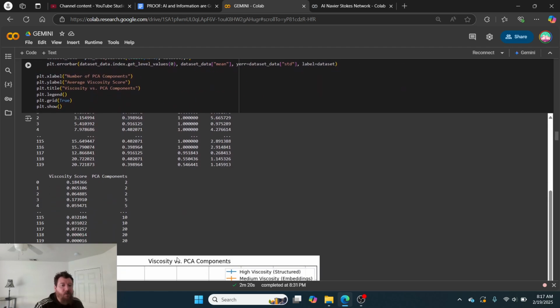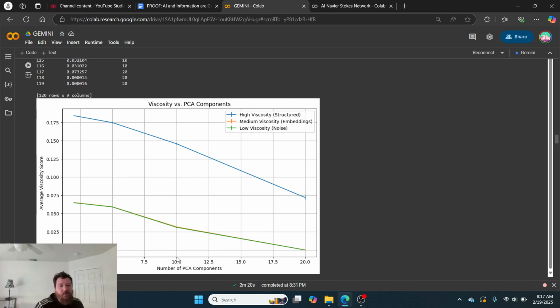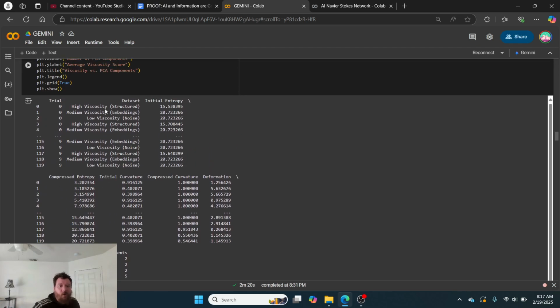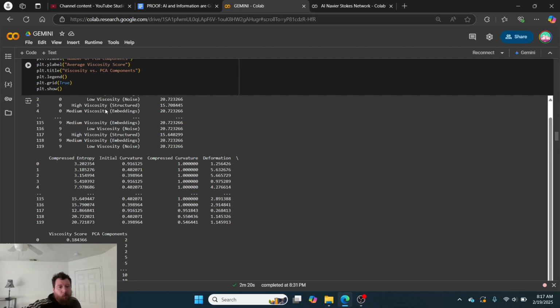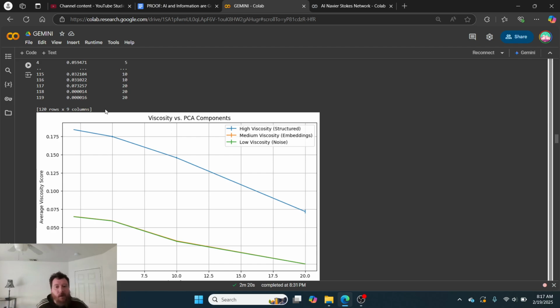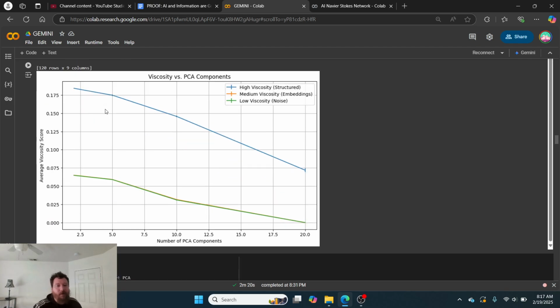I don't want to get too into the weeds here, but this is the viscosity versus PCA components. Again, clear differentiation between high viscosity and low viscosity data sets, and all across the board, across every single metric, what you can see is that we have detectable viscosity metrics, and these are exactly what I would expect to see if I were measuring a non-Newtonian liquid flat out. It just all correlates, right?